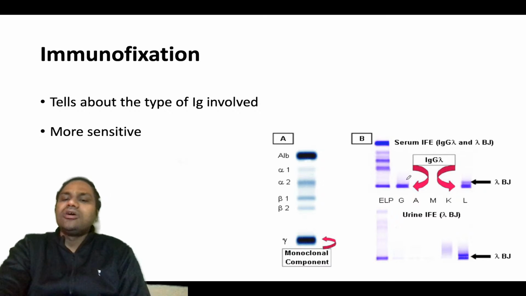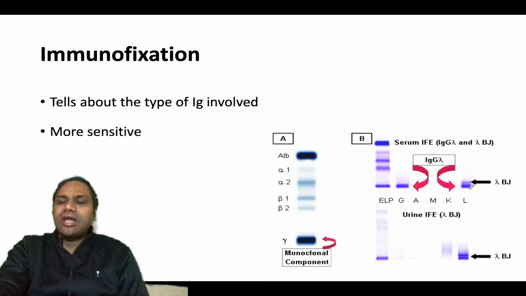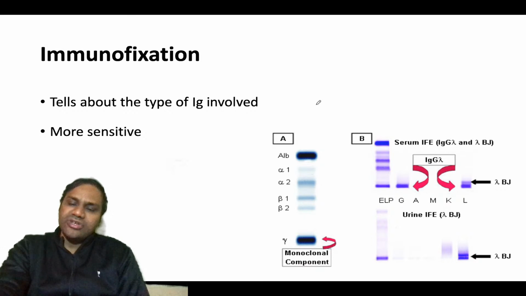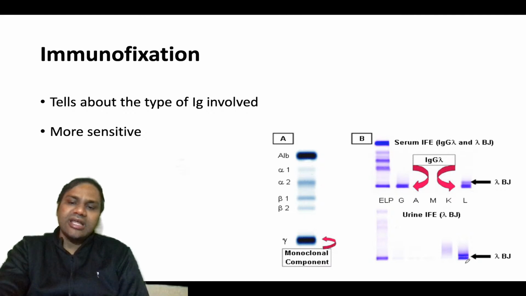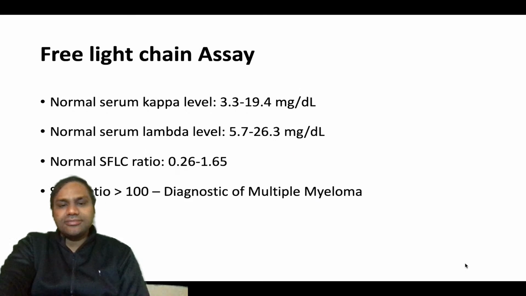You do immunofixation for IgG, IgA, IgM, and kappa and lambda light chains. In this case you see the G type, so IgG, and you also see a band in lambda. So you see IgG lambda type on immunofixation. This is the deposition of IgG with lambda light chain. Now this is the case of urine, where you can also see deposition in the lambda region.